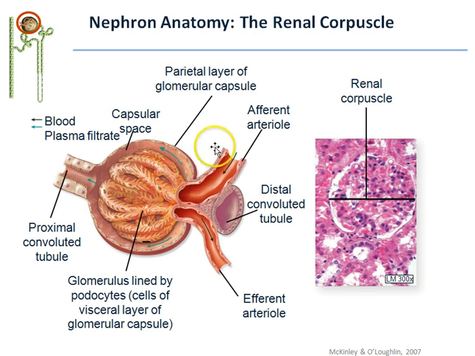Now one layer of the capsule is termed the visceral layer of the glomerular capsule. That is the layer that's in direct contact with the capillaries of the glomerulus. The cells that are part of this capsule are called podocytes. This capsule layer then folds back on itself and becomes the outer parietal layer, the parietal layer of the glomerular capsule indicated here. Notice the space between the parietal layer and the visceral layer. It is into this space that fluid filtered out of the blood will accumulate.